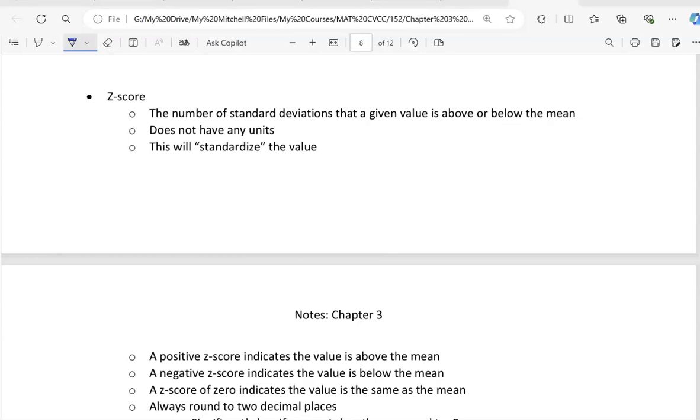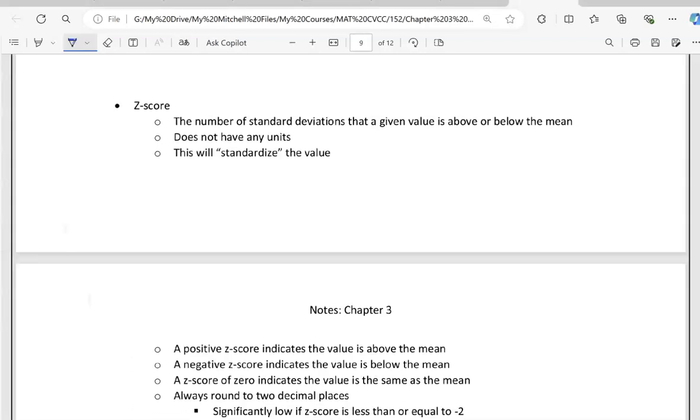In this video we are going to talk about the z-score. The z-score is a value that will tell us how many standard deviations away from the mean a particular number in our data set is. Z-score is not going to have any units associated with it, it's just going to be a number. And we could do this for every number in our data set, and what that would do is standardize the values in our data set.